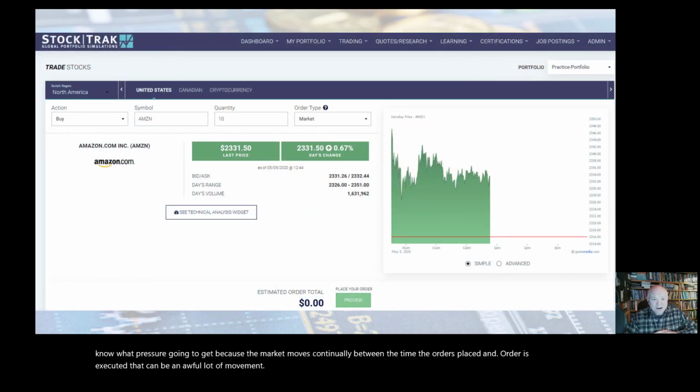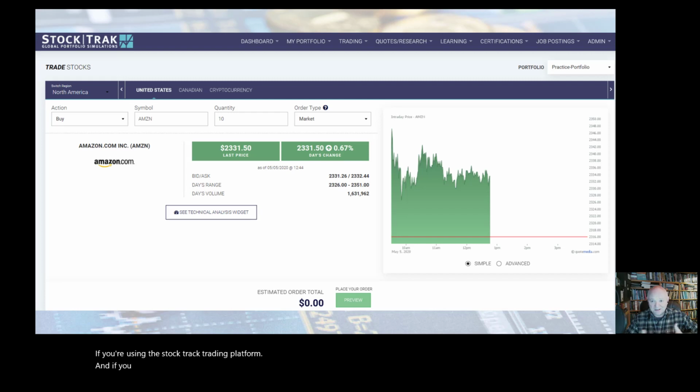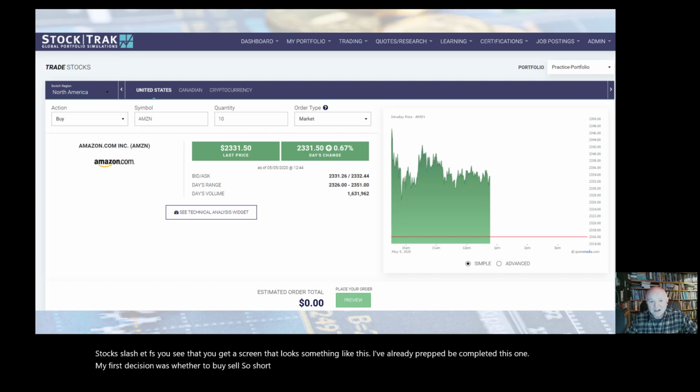If you're using the StockTrak trading platform, and if you click on the trading icon at the top or the trading tab and scroll down to stocks/ETFs, you'll see that you get a screen that looks something like this. I've already partly completed this one. My first decision was whether to buy, sell short, or sell to cover. I wanted to buy the stocks, and so I clicked buy. That was the first decision.